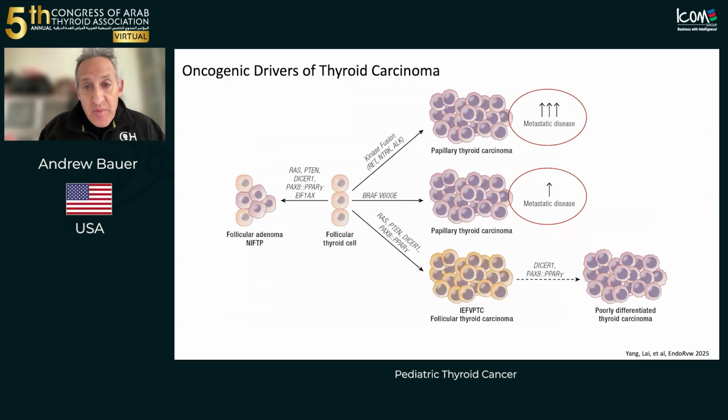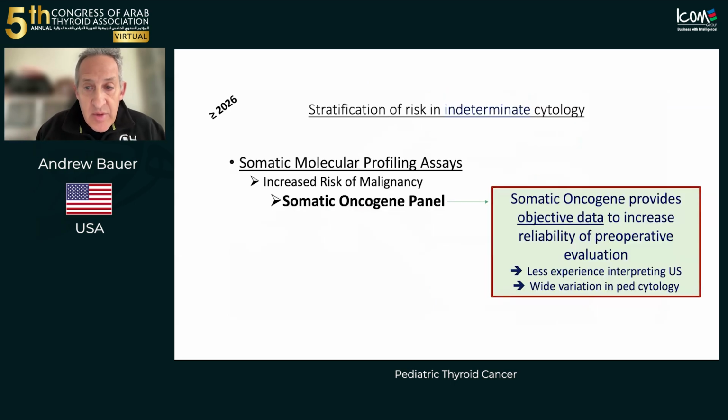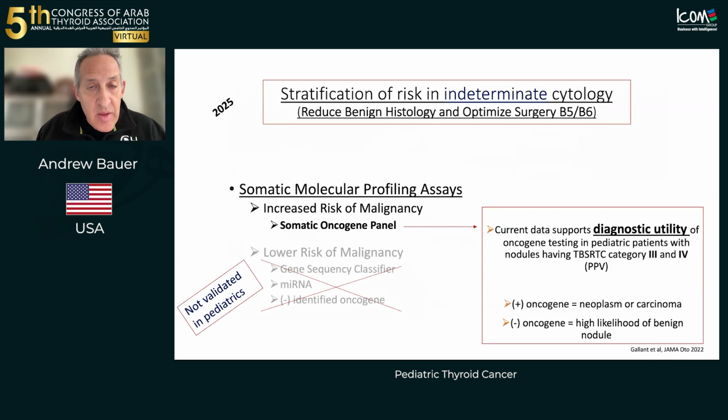And we can use this information to not only confirm what is read as the cytology, which is very subjective, but also help plan surgical planning. So oncogene panels provide objective data to increase the reliability of preoperative evaluation. This is really important, and hopefully it will decrease that broad range of risk of malignancy in the indeterminate categories for pediatrics. In general, the somatic oncogene panels are the ones that are most helpful in pediatrics.